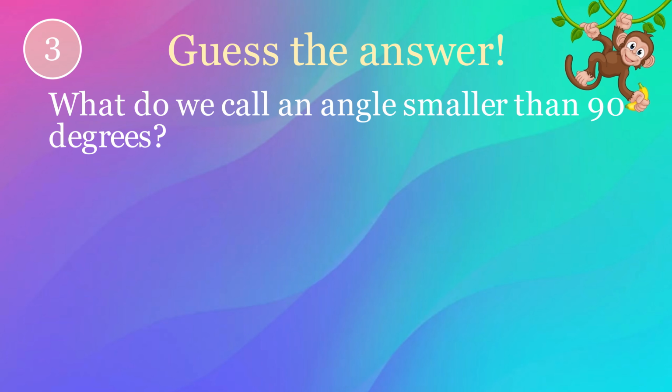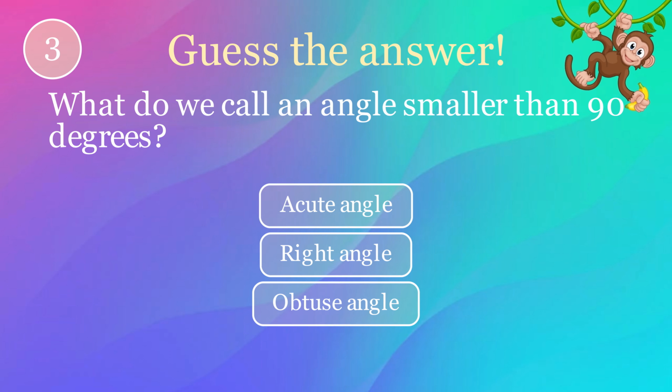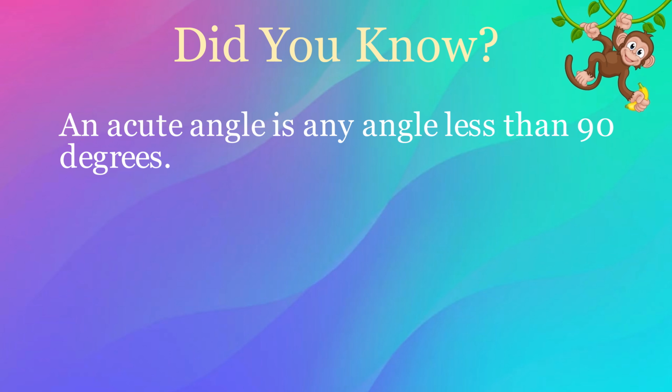What do we call an angle smaller than 90 degrees? Acute angle. Right angle. Obtuse angle. The correct answer is acute angle. Here's an interesting fact: an acute angle is any angle less than 90 degrees.